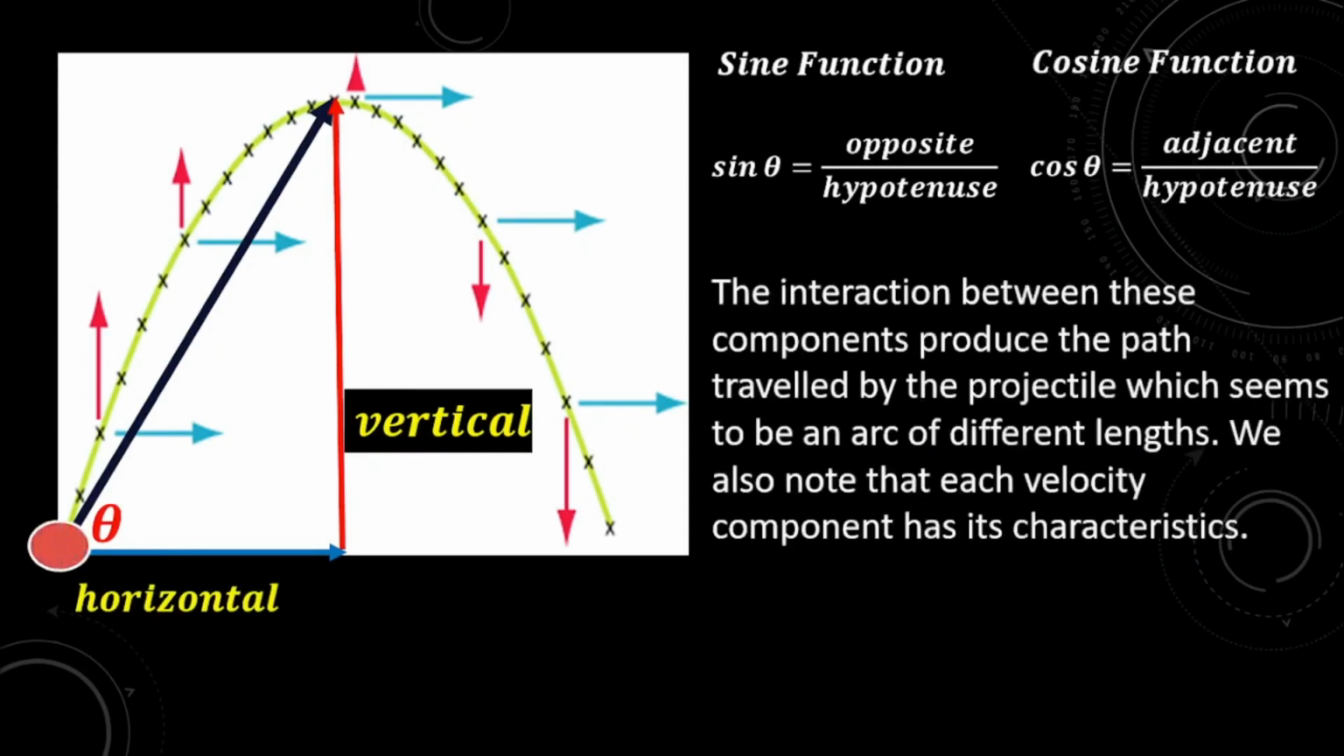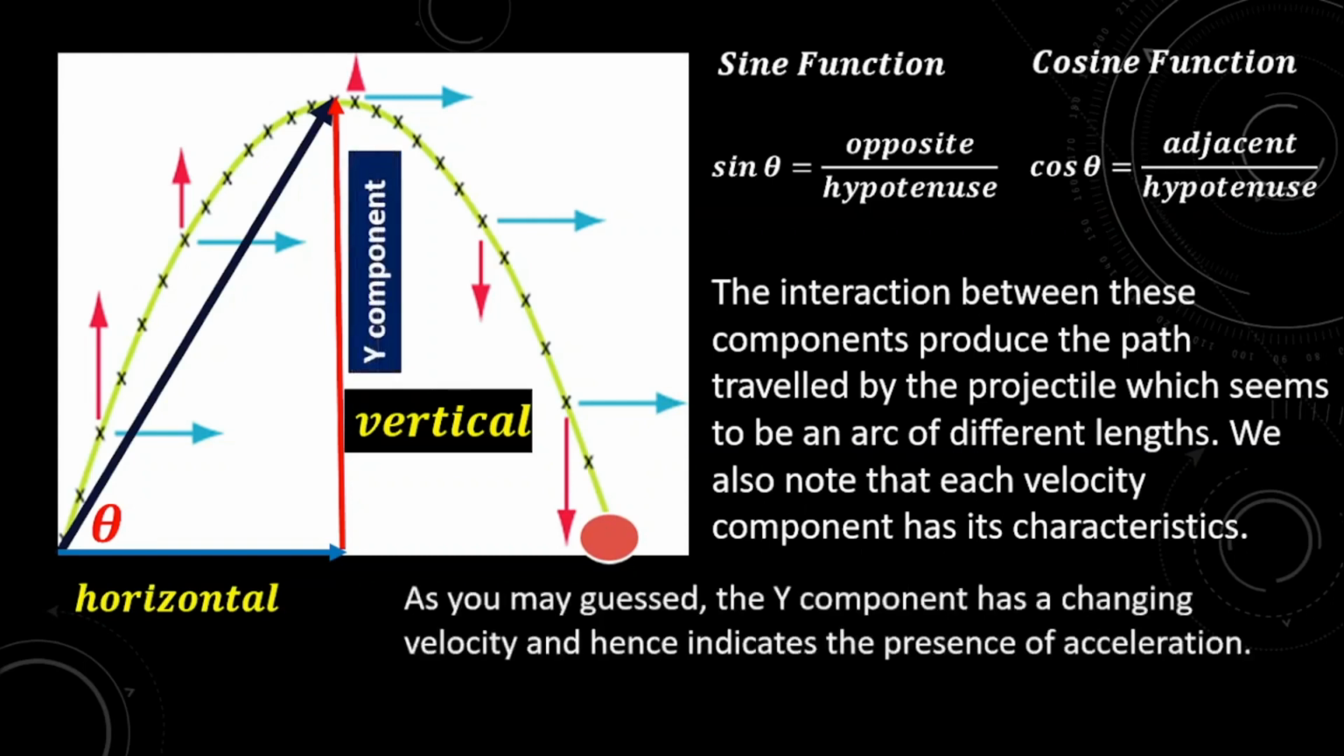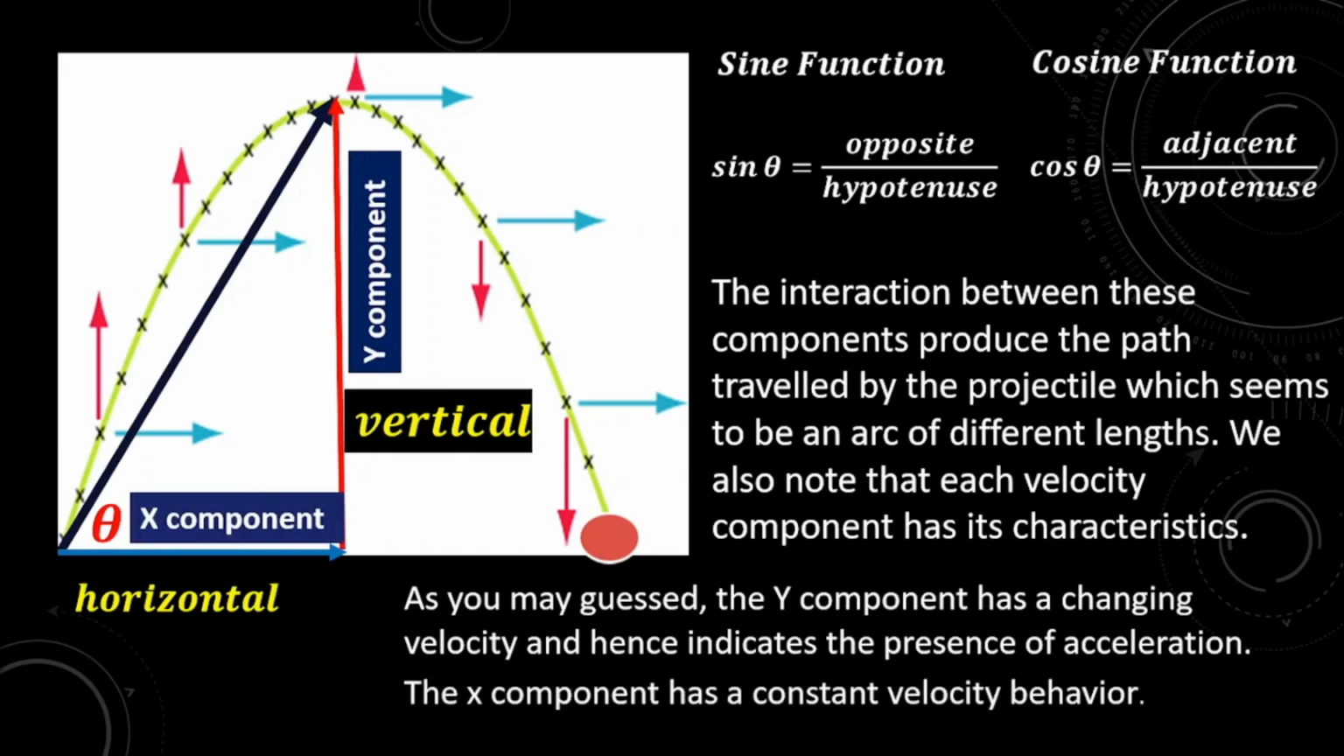The interaction between these components produces the path traveled by the projectile, which seems to be an arc of different lengths. We also note that each velocity component has its characteristics. As you may have guessed, the y component has a changing velocity and hence indicates the presence of acceleration. The x component has a constant velocity behavior.